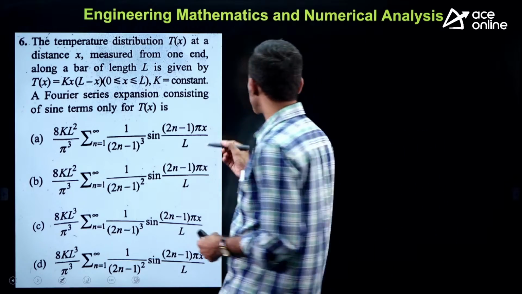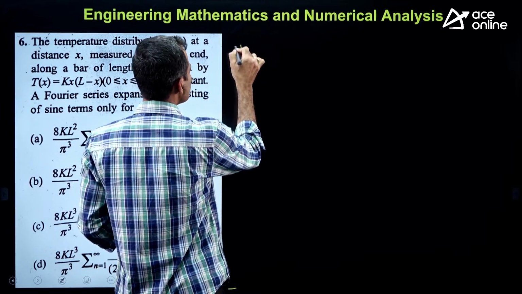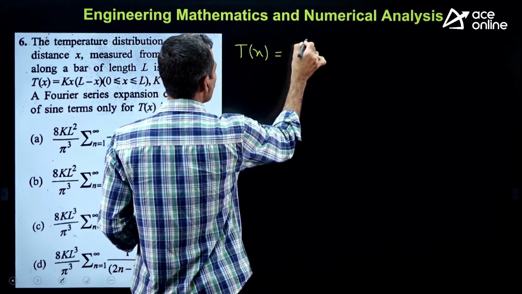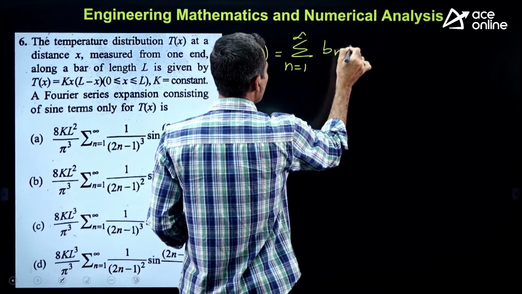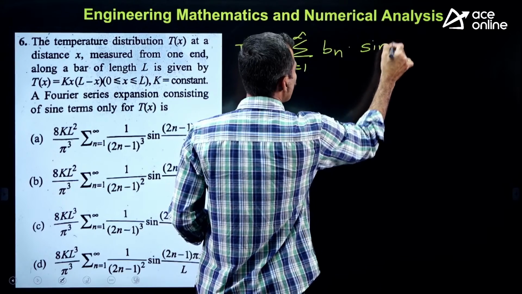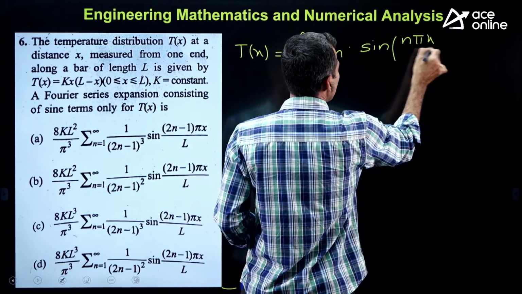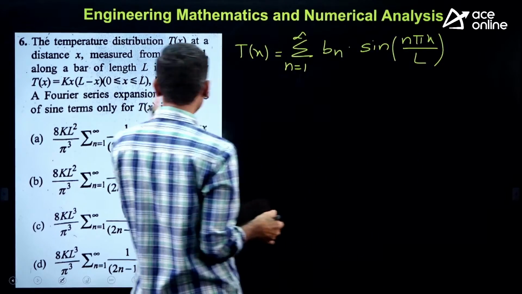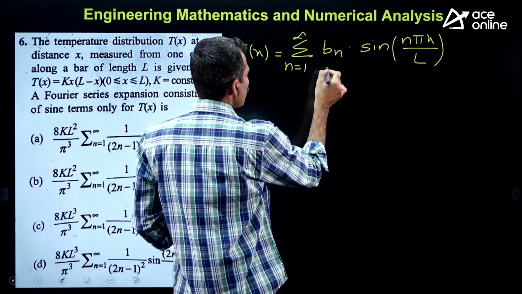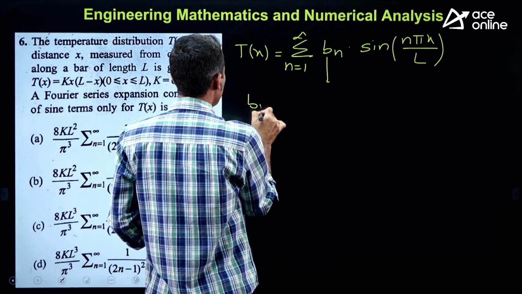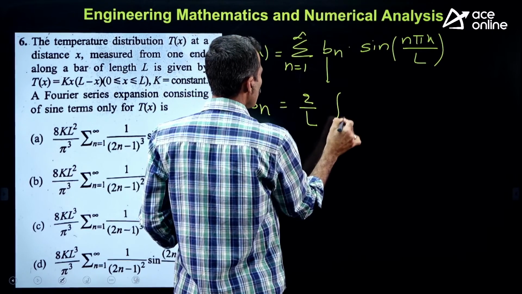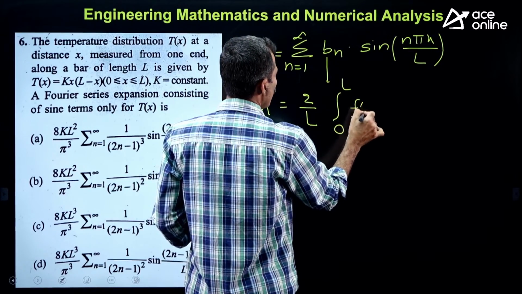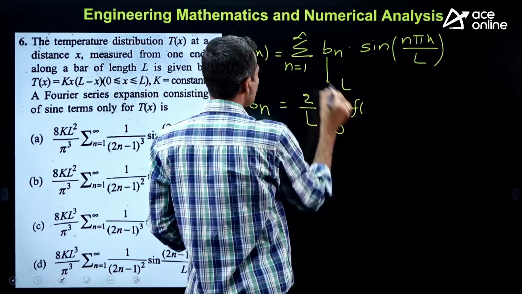So the half range sine series expansion of the function f of x is given by f of x equal to summation n equal to 1 to infinity b n into sine of n pi x by L in the interval 0 comma L. Now here the b n is given by 2 by L integral 0 to L f of x, where f of x is the given function.